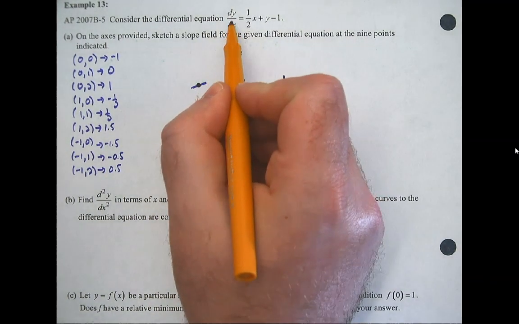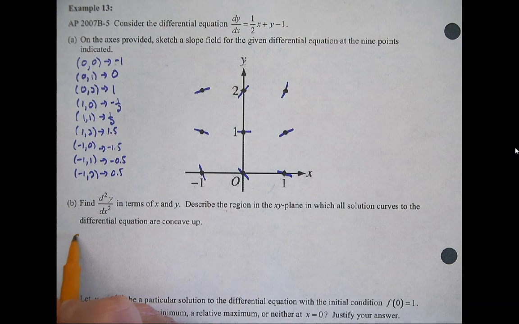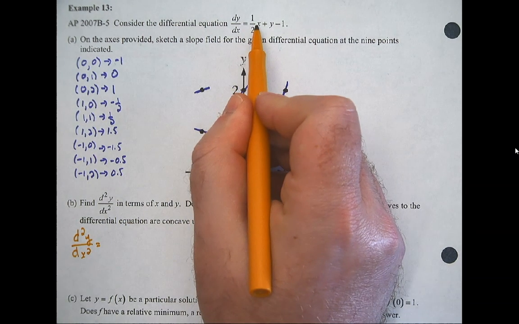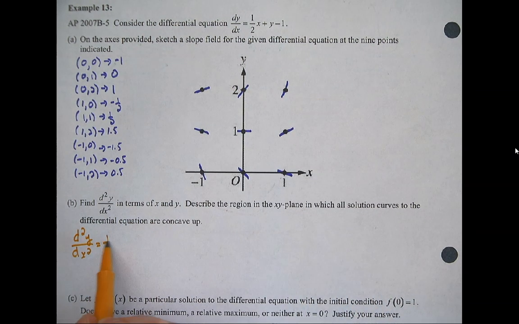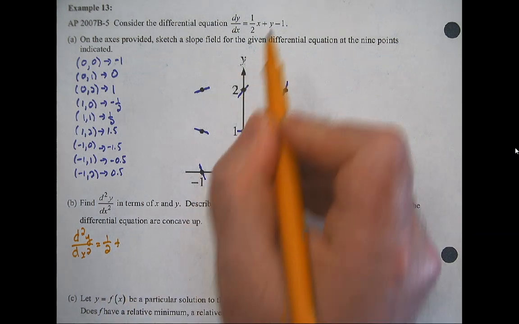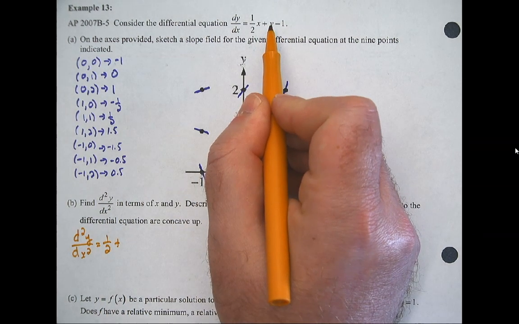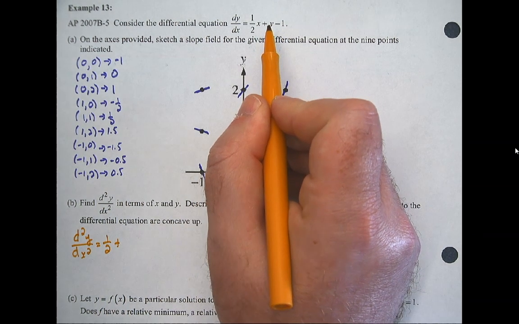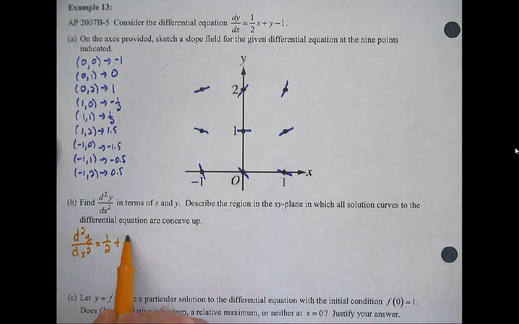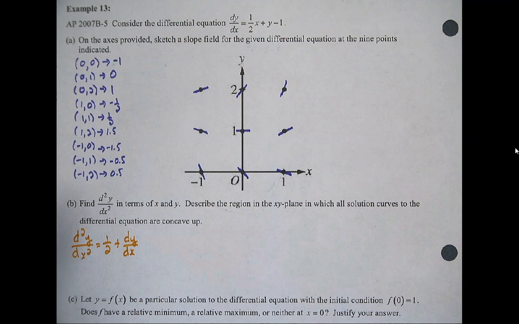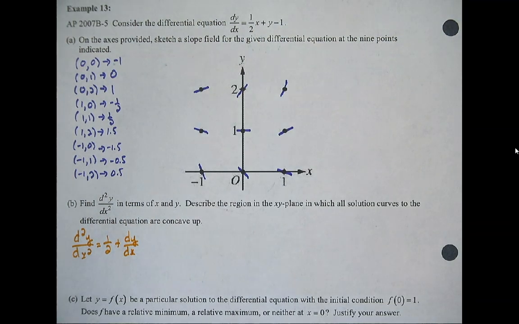So I'm going to derive this again. So that would be d2y dx squared equals the derivative of 1/2 x according to x is 1/2, plus the derivative of y according to x is 1 y prime, because we still have to do that. So I'm going to write it this time as dy dx. Then minus 1, derivative of -1 is 0. So what are we supposed to do with this?